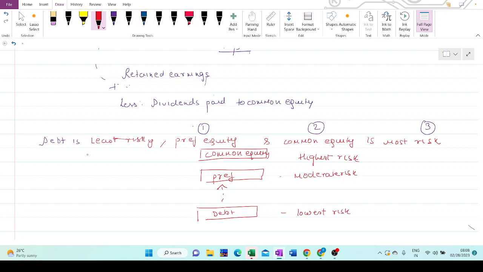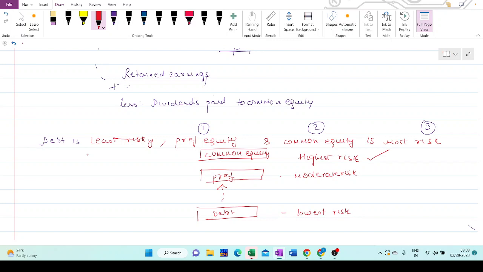And why is common equity most risky, guys? Or why does common equity investment carry the highest risk? So the reasons are: payment of common dividends is variable, it's not a contractual obligation, and it has the lowest priority. For the company, payment of common dividends has the lowest priority, and in the event of the liquidation of the company, common equity shareholders are the last to be repaid, right? So that is why common equity is the most risky investment when we speak from the investor's perspective.